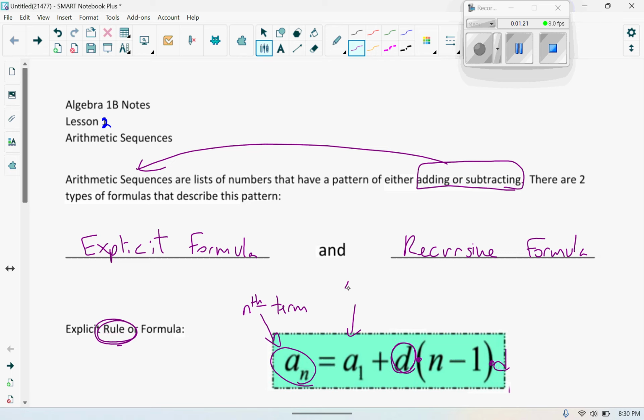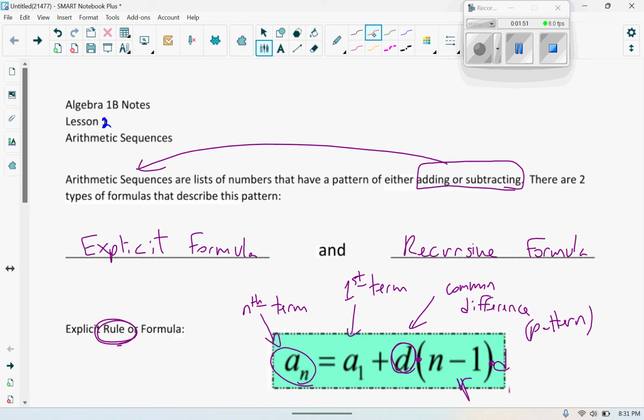This is going to be your first term in the sequence. This is called the common difference, and this is what's being added or subtracted every time. So I'm going to say the pattern. And then this usually is going to stay. Again, I'll talk about that when I talk about the nth term.